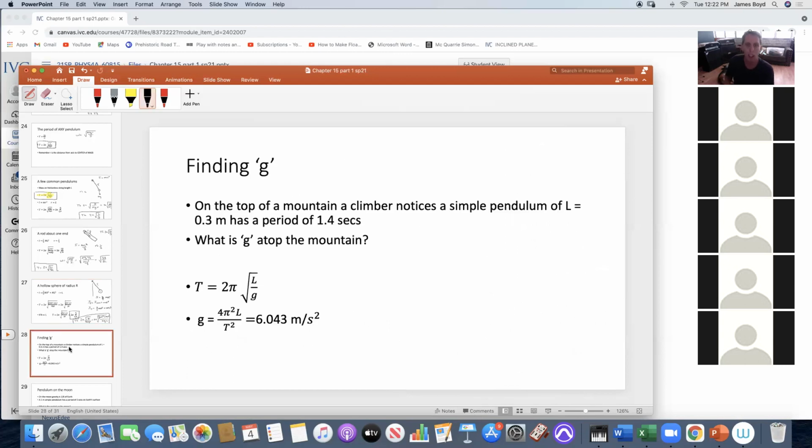All right, so let's actually use these equations to do something. Say you climb to the top of, I don't know, Mount Everest, and you pull out a pendulum that has a length of 30 centimeters, 0.3 meters. And you note that it's got a period of 1.4 seconds, goes back and forth every 1.4 seconds. You could find g atop that mountain using just this simple pendulum equation.